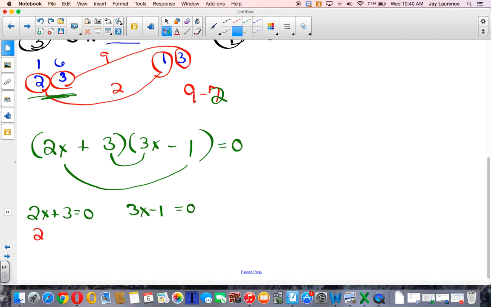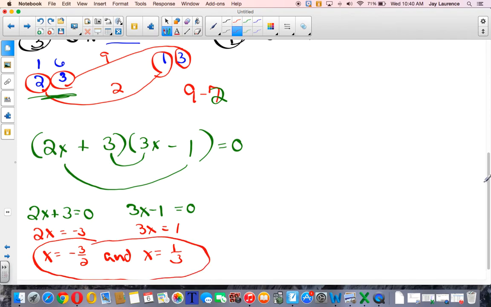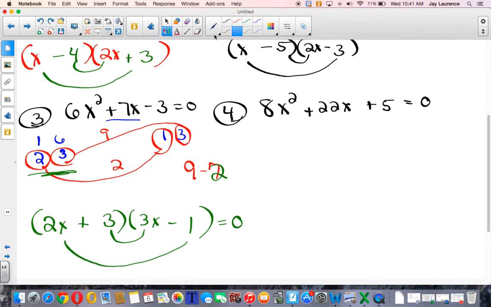So we get 2x equals negative 3. X is going to equal negative 3 over 2. 3x is going to equal 1. X is going to equal 1/3. So there are my two answers. By the way, I don't know if you realize this. The original problem is a quadratic, right? Which means it's a parabola. What you just found were the two places it crosses the x-axis. Yeah, that's what you're finding. Okay, we can also use the quadratic formula to do that, but that's what you're finding.